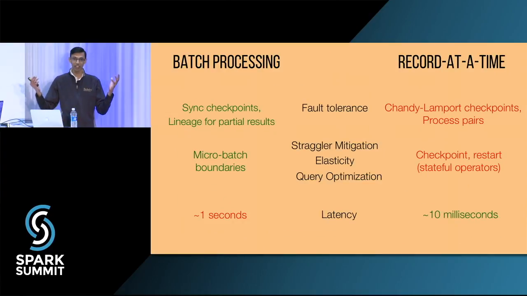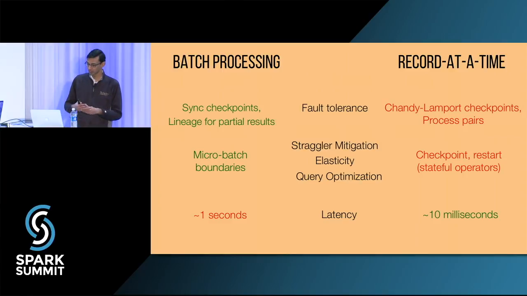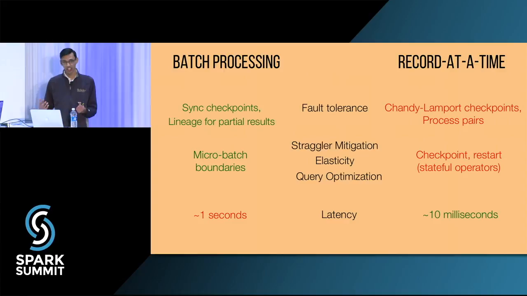So just to put them back together on two planes, on one hand, we have the batch processing model, which lets us use lineage for partial results and have these micro batch boundaries where we do some optimization, but suffers from higher latency when compared to the record at a time systems. On the other hand, the record at a time systems provide much lower latency, but have more complex mechanisms and find it difficult to do things like elasticity and straggler mitigation out of the box.